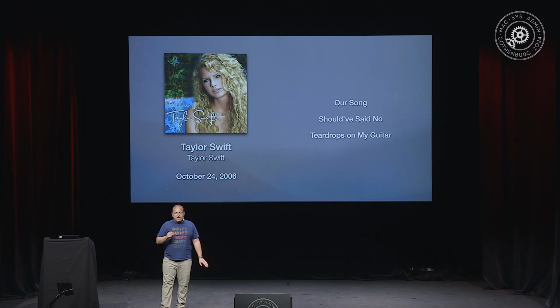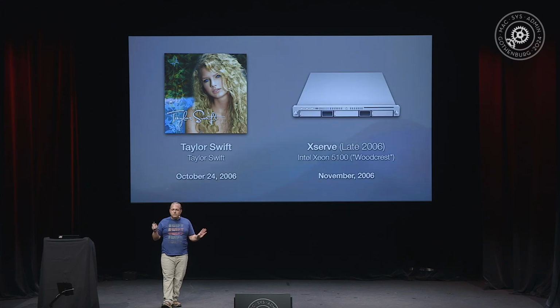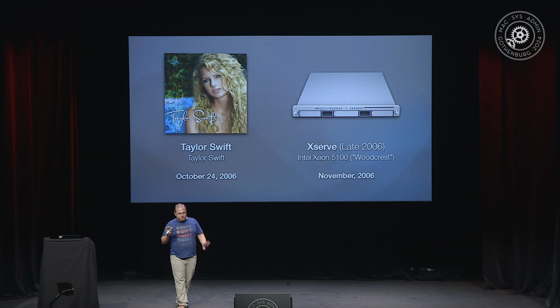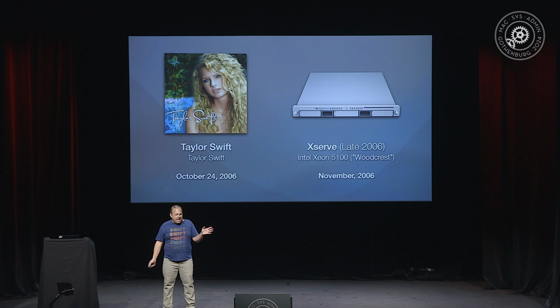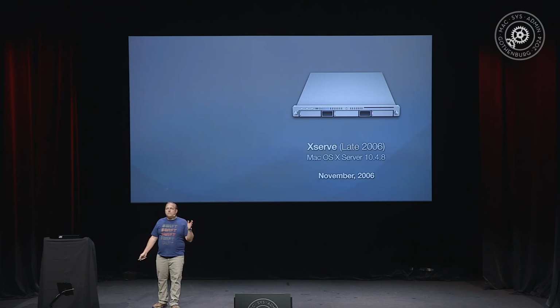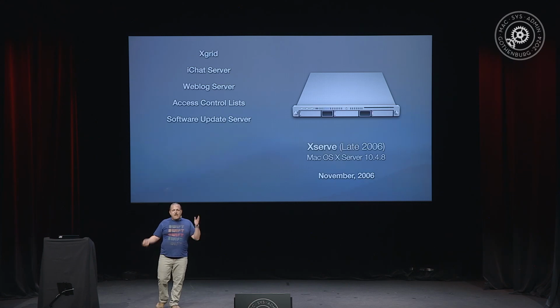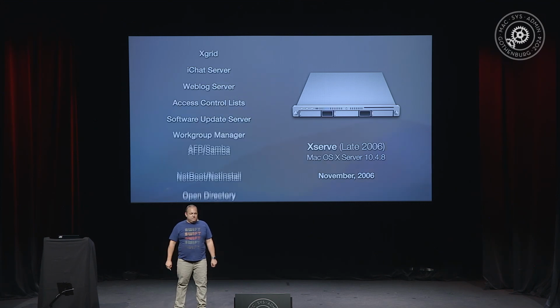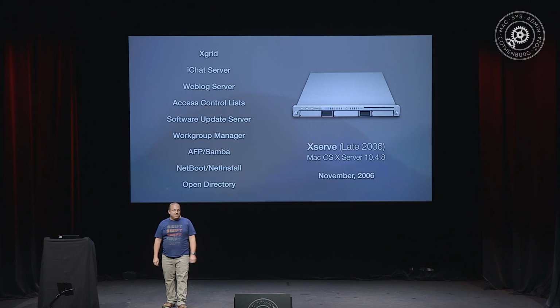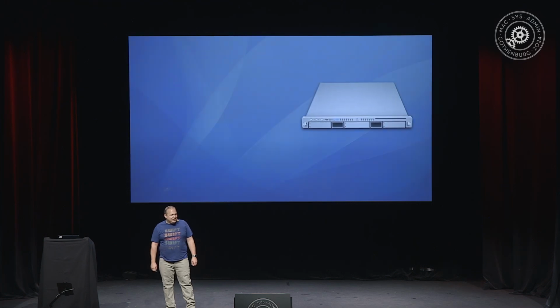That debut album, of course, had hits like Our Song, Should Have Said No, and Teardrops on My Guitar. Around the same time, November 2006, we got the Xserve with the moniker late 2006 with dual Xeon 5100 Woodcrest CPUs. Amazing. Came with everything that Xserves had. Among other things, it came with macOS 10 Server 10.4.8, which had hits such as Xgrid, iChat Server, Weblog Server, access control lists for the first time, and the software update server, and evergreens such as Workgroup Manager, file sharing with AFP and SMB, NetBoot, and Open Directory Server. Yeah, I can see we're all getting old here.